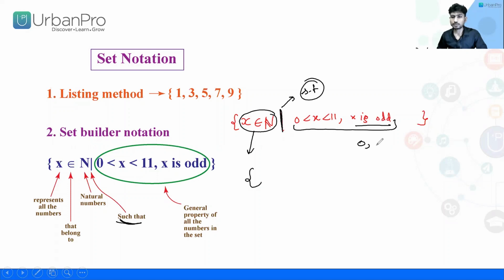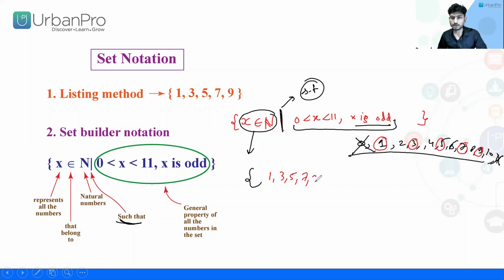So, and x is a natural number. So natural numbers obviously start from 1, 2, 3, 4, 5, up to 10. Okay, these are the natural numbers which are less than 11. We do not have to include 0 and 11 because there is no equal to sign and it is a natural number. And x is odd, so we will use 1, 3, 5, 7, 9. Okay. So this is 1, 3, 5, 7, and 9.